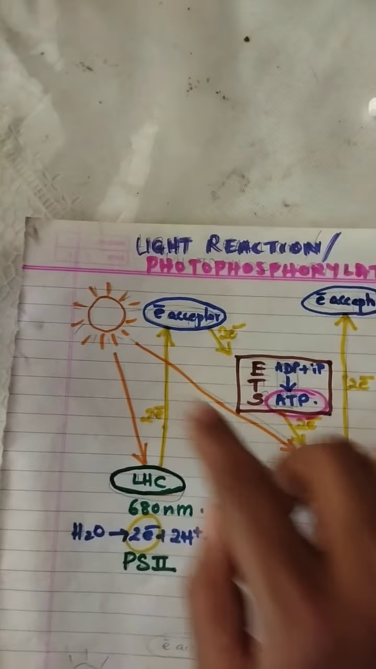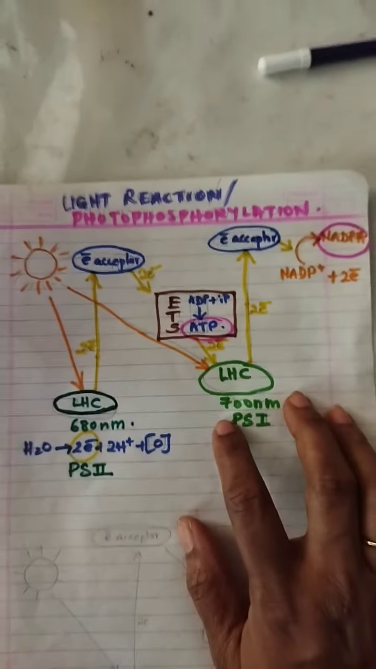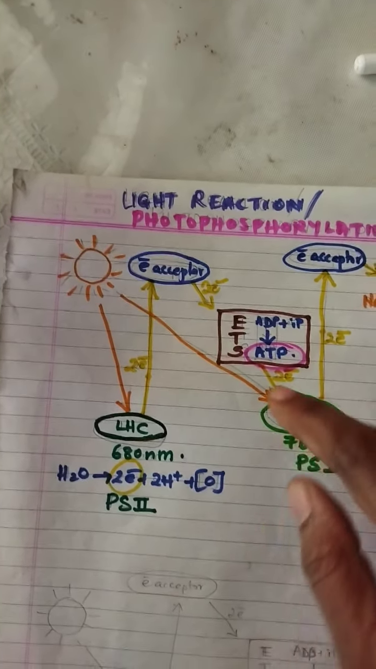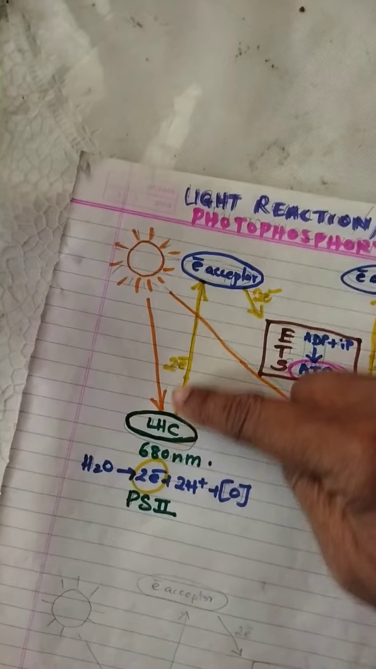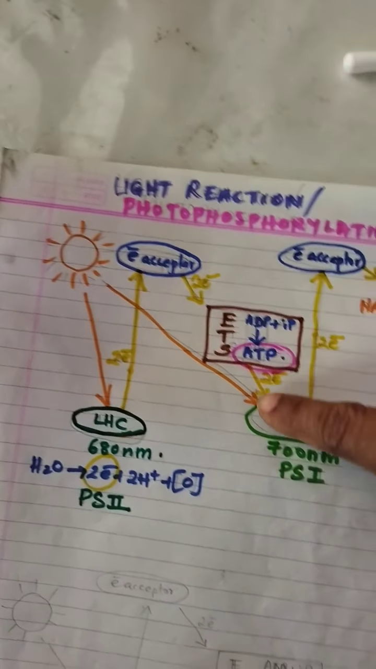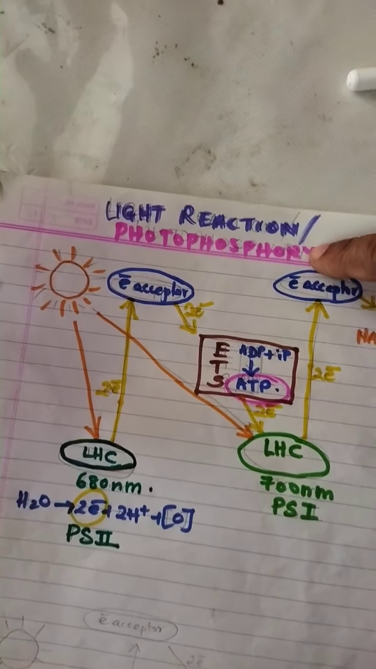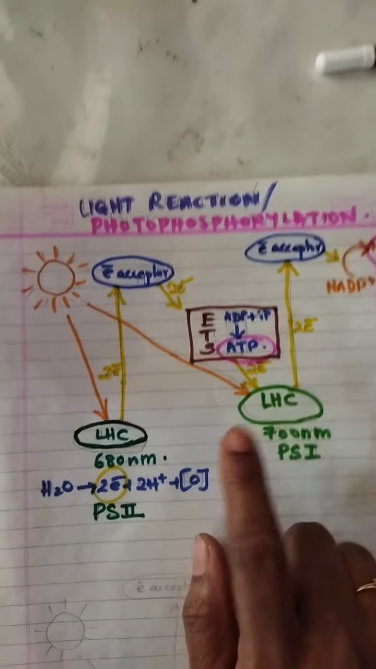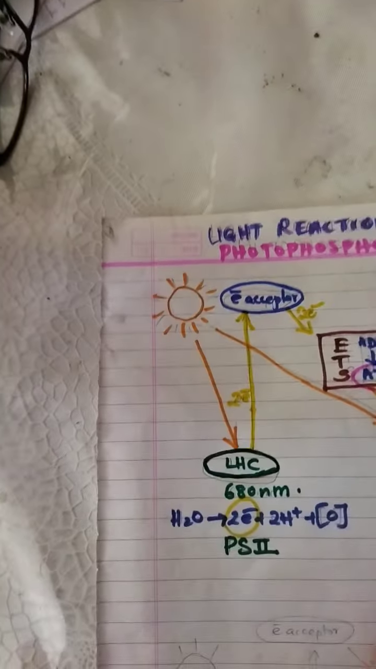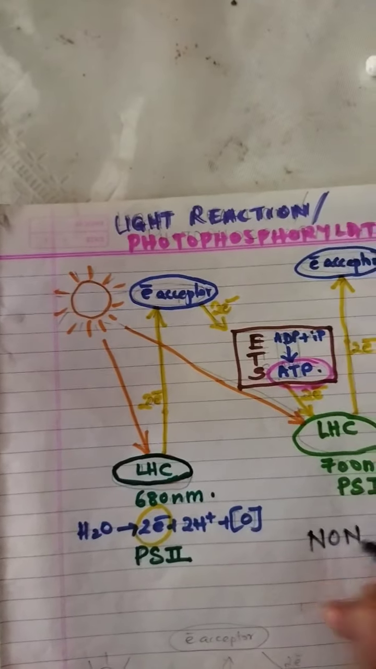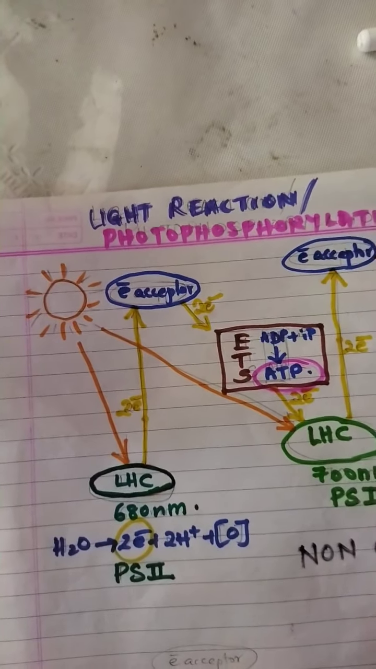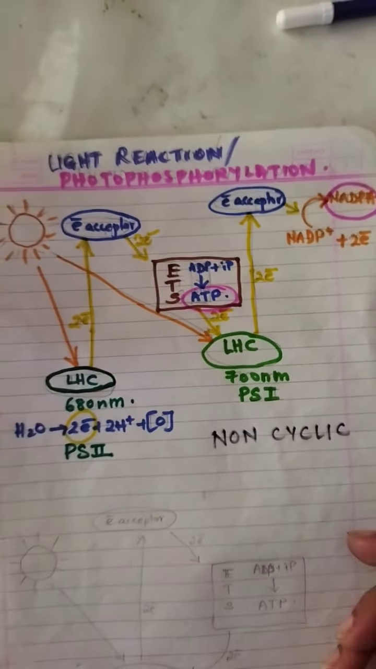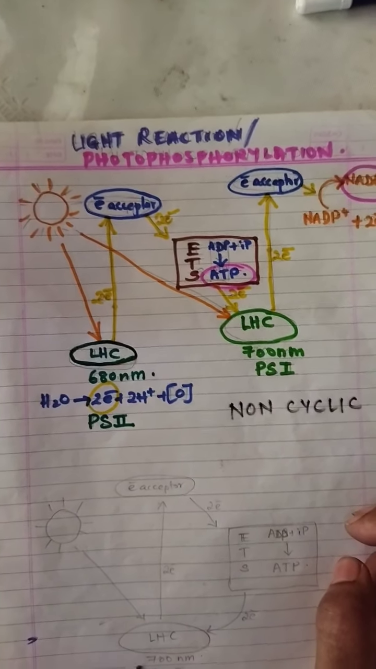Now this scheme of light reaction, this pattern of light reaction is also called as a Z scheme, because you can see electrons get excited, then come to the ground state and get excited again. So it looks like a Z scheme. It is also called as non-cyclic light reaction or non-cyclic photophosphorylation.